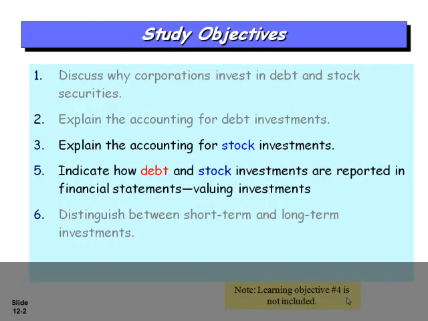For this section, we are going to do the journal entries for stock investments, and we're going to talk about how debt and stock investments are reported in the financial statements. And this is a huge departure from the cost principle, where we record assets at cost. This is an exception to the cost principle.